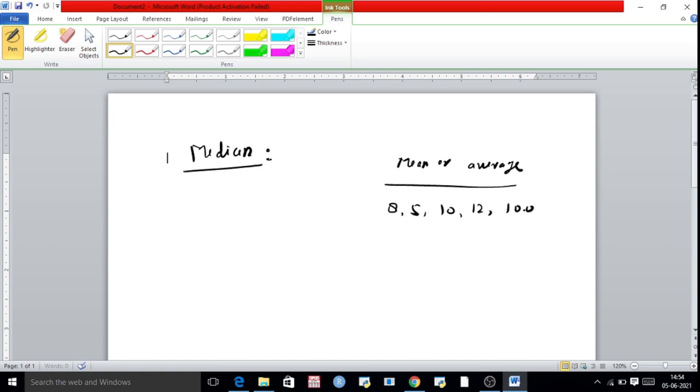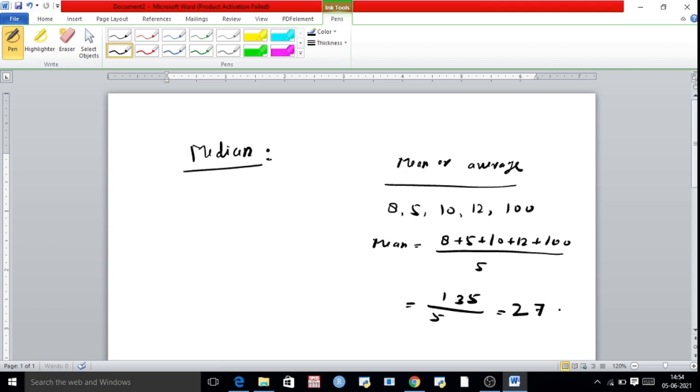See, five values are given. Let's find the mean of these values: add all these values and divide by the number of values, so it is divided by 5. The sum is 135, and when we divide this by 5, we get 27.